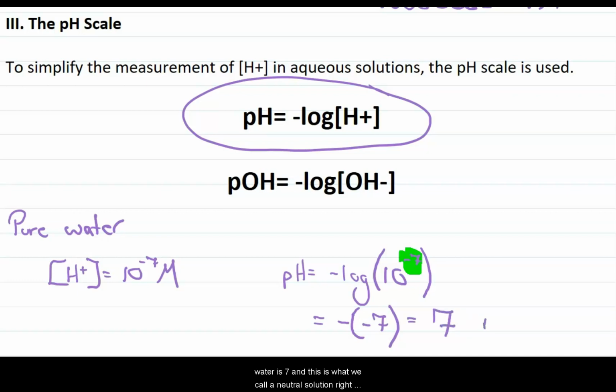And this is what we call a neutral solution. It's neutral because the concentration of hydrogen ions and hydroxyl ions, which we've already talked about, are equal to one another in pure water. Now, in solutions where the balance is not equivalent, that's where we get into acidic or basic solutions.